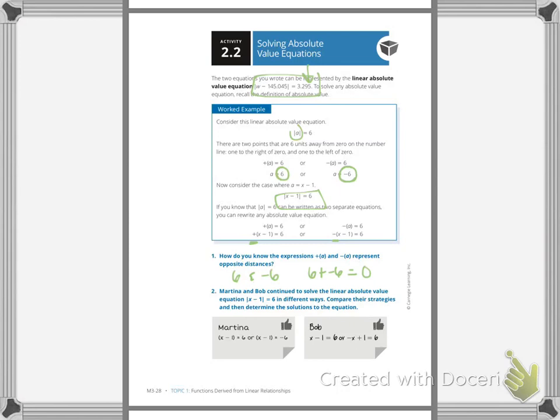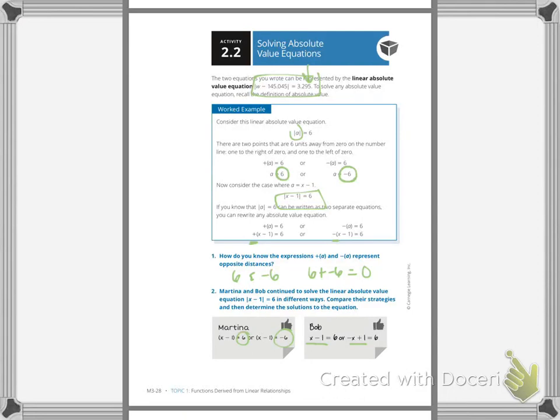Martina and Bob continued to solve the linear absolute value equation, absolute value of x minus 1 equals 6, in different ways. Compare their strategies and then determine the solutions to the equations. Martina looks like she made 6 and negative 6, and Bob tried to only flip this left side. So if we solve them, we're going to check to see who has the correct answer.